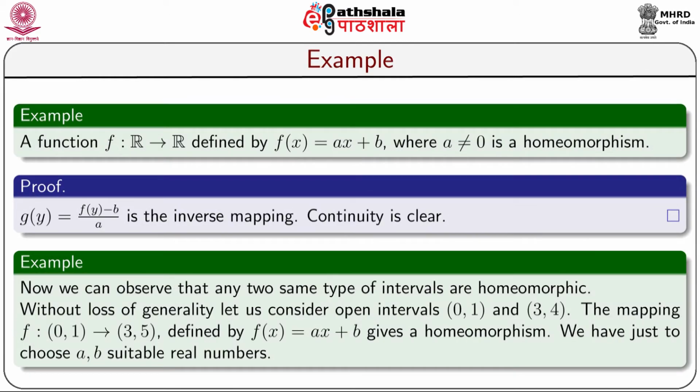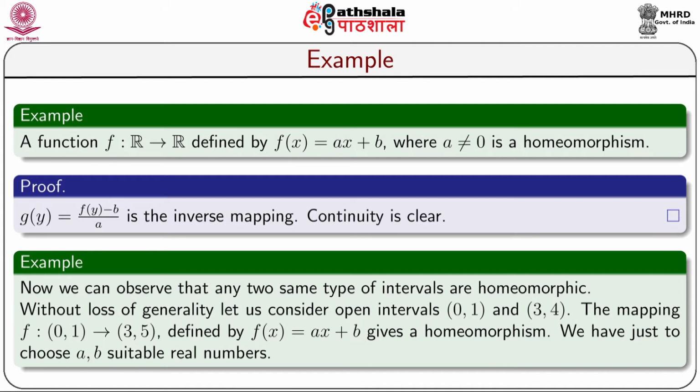Now, let us produce some examples of homeomorphisms. Let f from R to R be defined by f(x) equals ax plus b, where a is not equal to 0. This is an example of a homeomorphism. In fact, if we define g(y) equals (y minus b) by a, then g gives the inverse mapping of f.